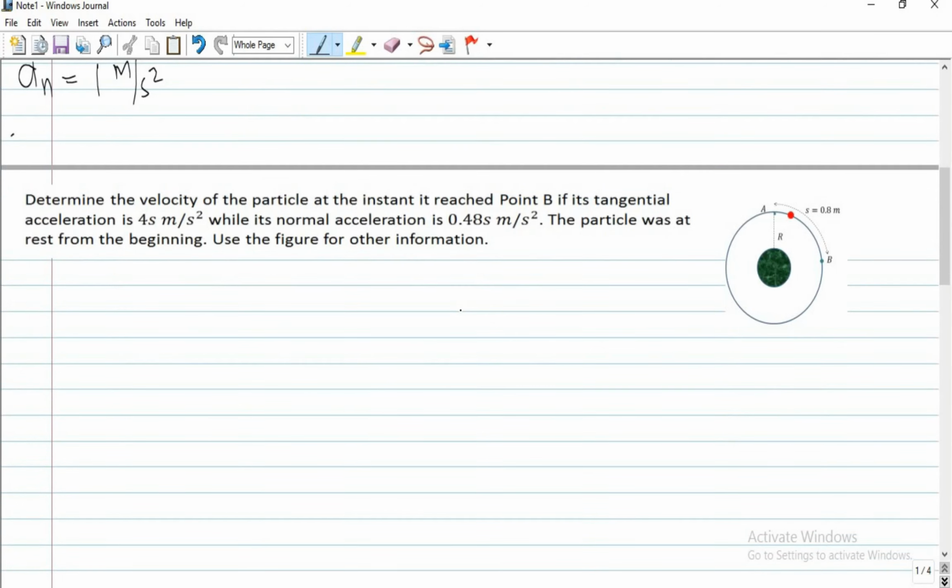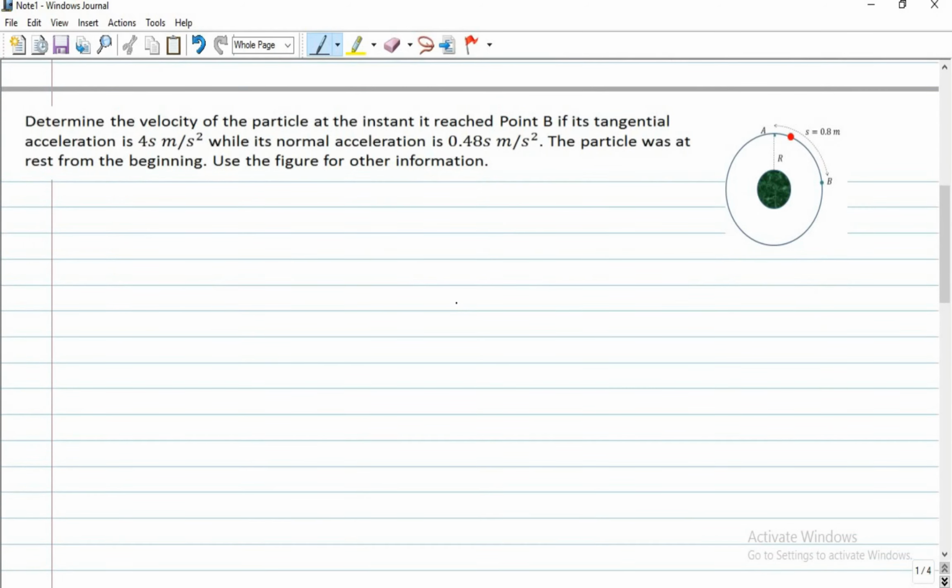For this problem, determine the velocity of the particle at the instant it reached point B, if its tangential acceleration is 4s meter per second squared, while its normal acceleration is 0.48s meter per second squared. The particle was at rest from the beginning. Use the figure for other information. Okay, so, given yung figure dito, wala pong given na radius. But the distance from point A to point B is given, 0.8.